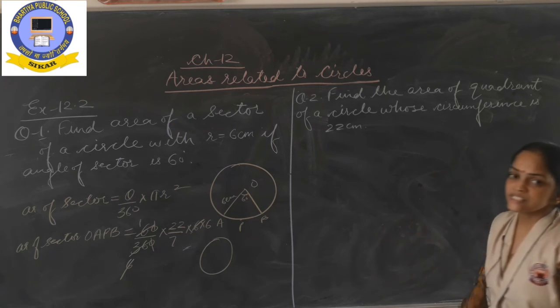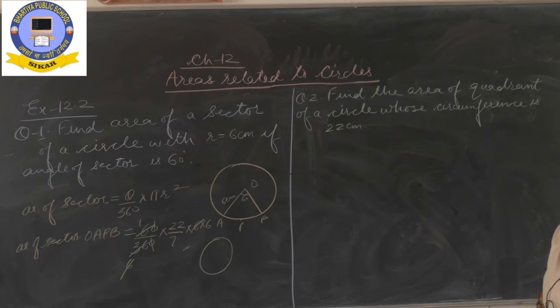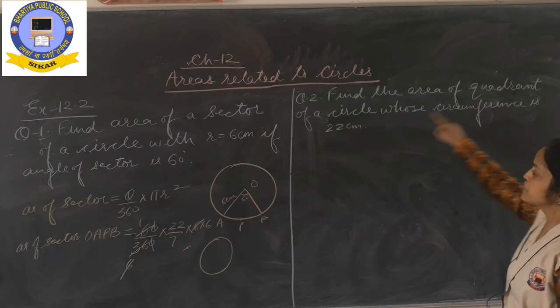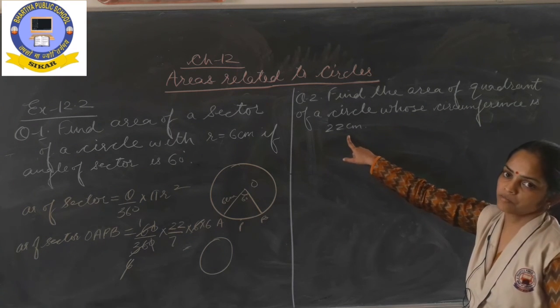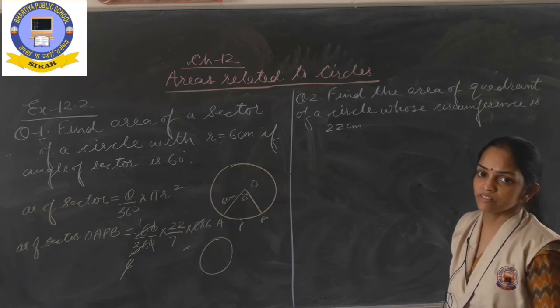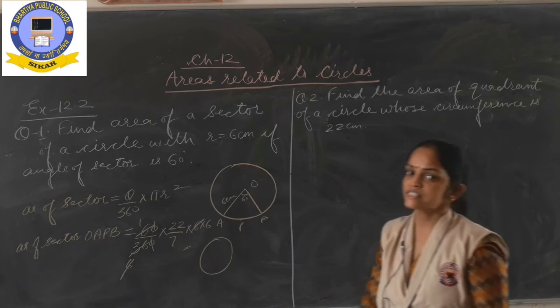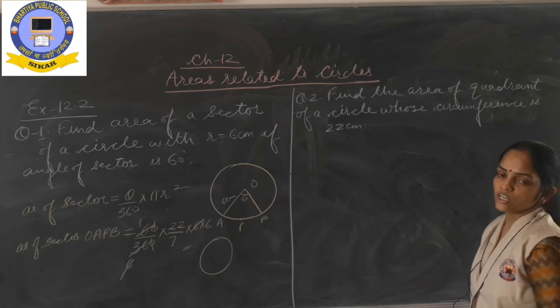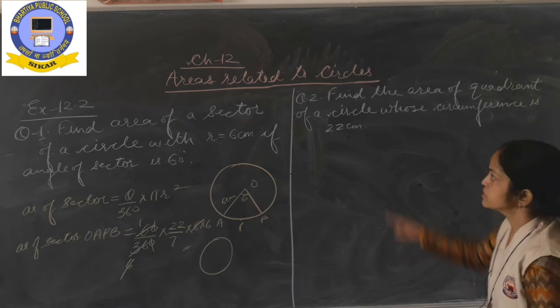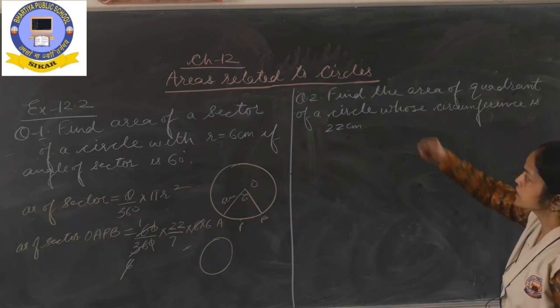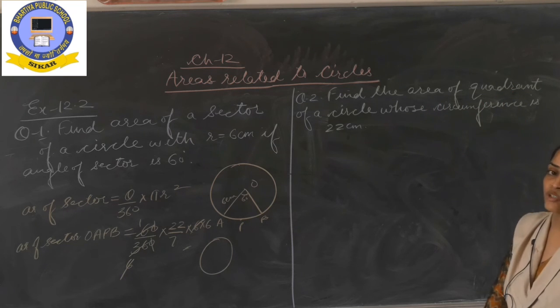But radius is not given. In spite of giving radius, they have given that the circumference of the circle is 22 centimeter. Circumference is given, so no problem. With the help of the circumference formula we will get the radius, and then with the help of radius we will find out the area of quadrant. Okay, understood? Find the area of quadrant of a circle whose circumference is given 22 centimeter.